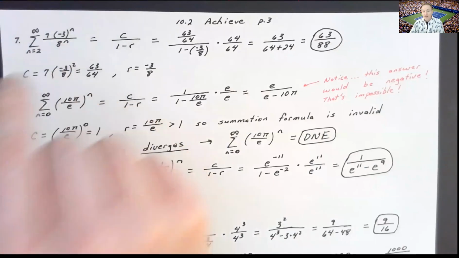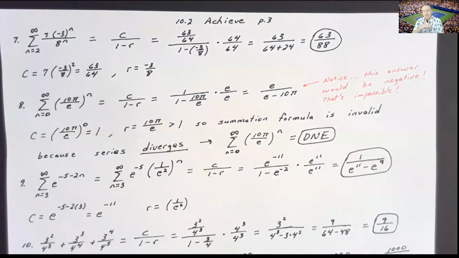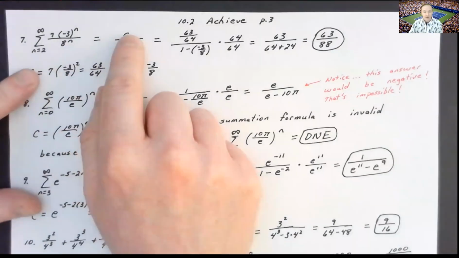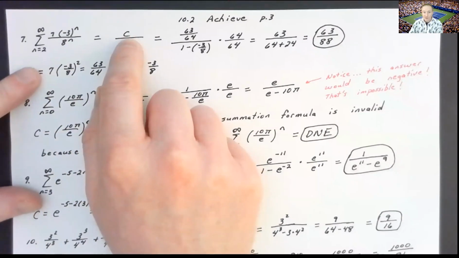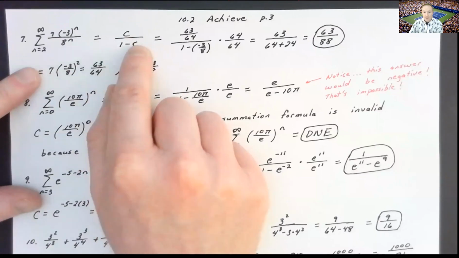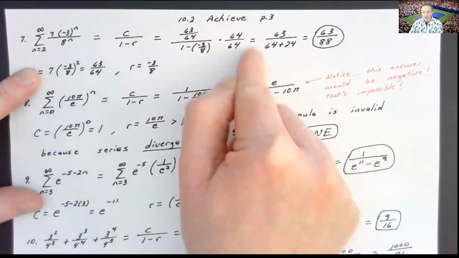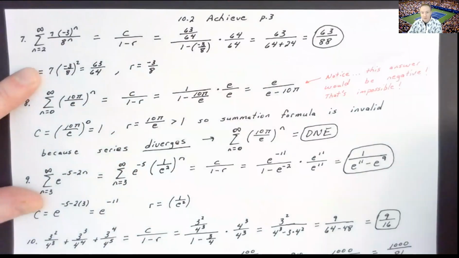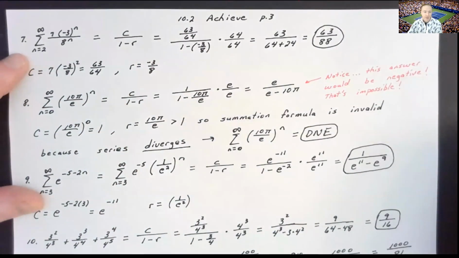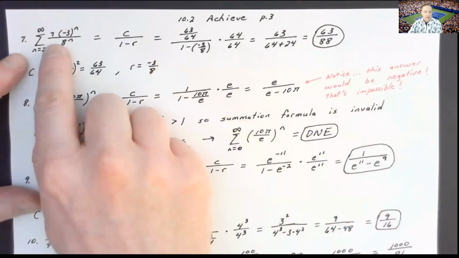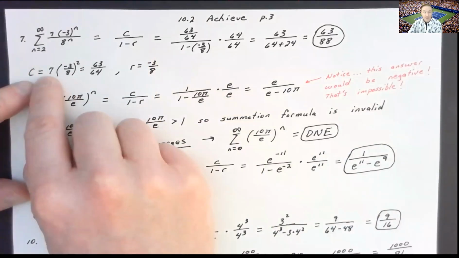Number 7 tells you it's a geometric series. From our notes, you're supposed to remember the summation formula of any geometric series is C over 1 minus R, and that's where C is simply the first term of your series, and R is the common ratio, what you're going to have to multiply that first term and every successive term by to get to the next term. Okay, so in this first problem here, I had to recognize C.